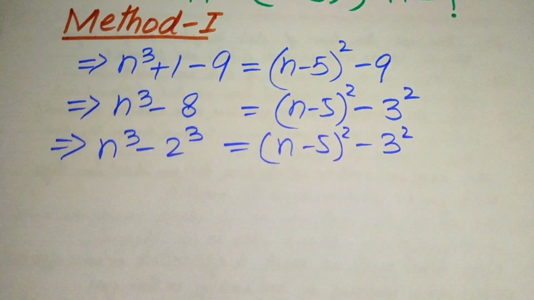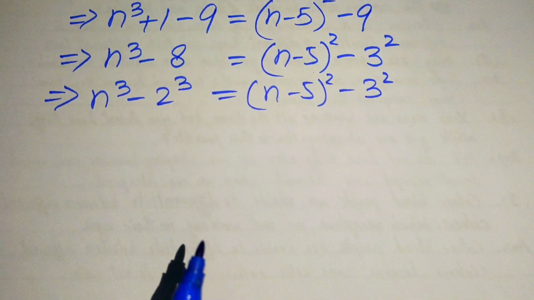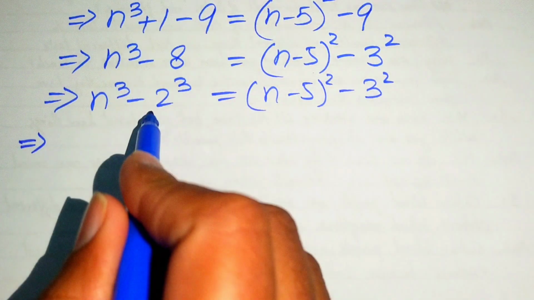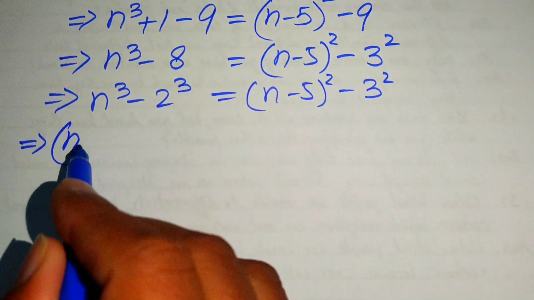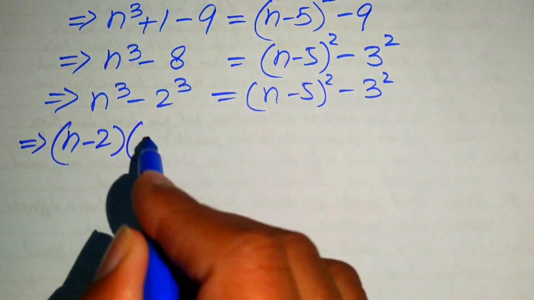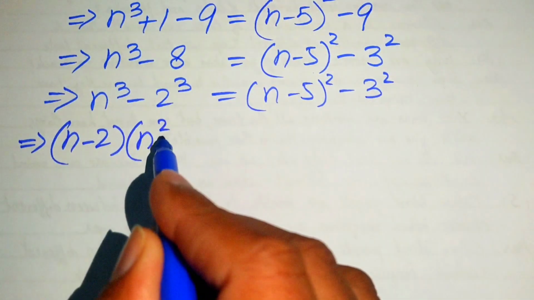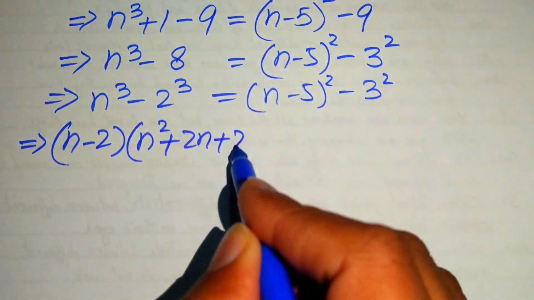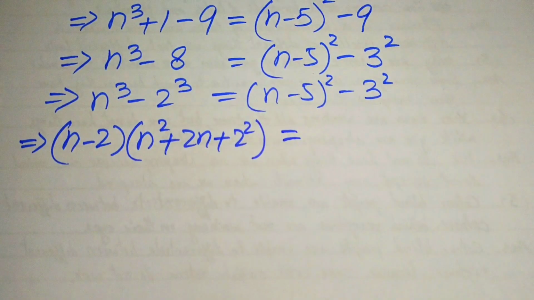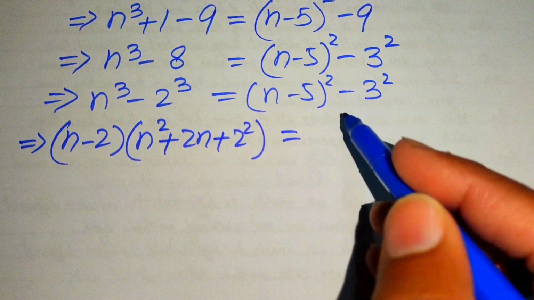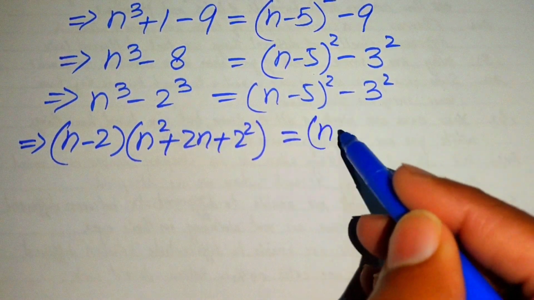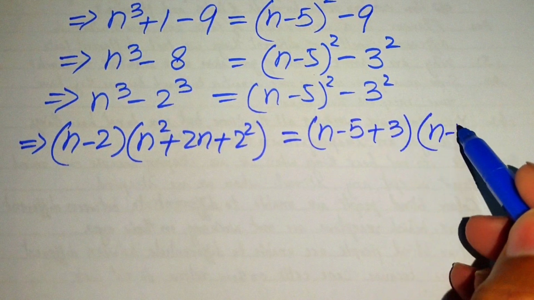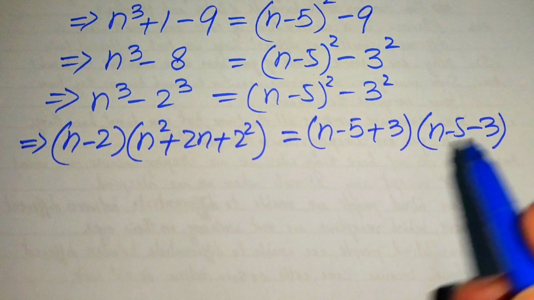So in the left hand side we use the cubic formula, and in the right hand side we use the square identity. So here we use the a cubed minus b cubed formula, and it becomes (a minus b) times (a squared plus ab plus b squared), and it is equal to, here we use the square identity, so it becomes (n minus 5 plus 3) into (n minus 5 minus 3).